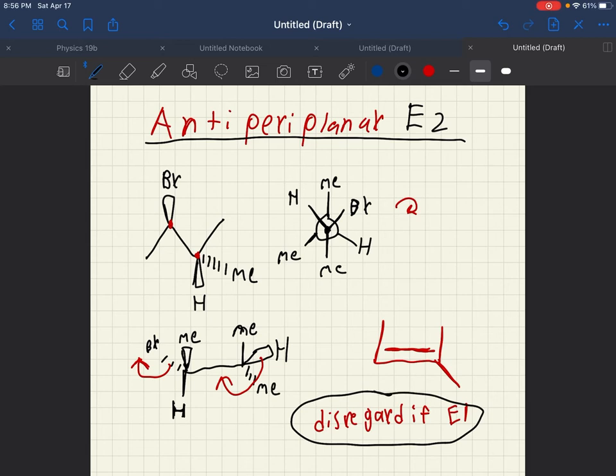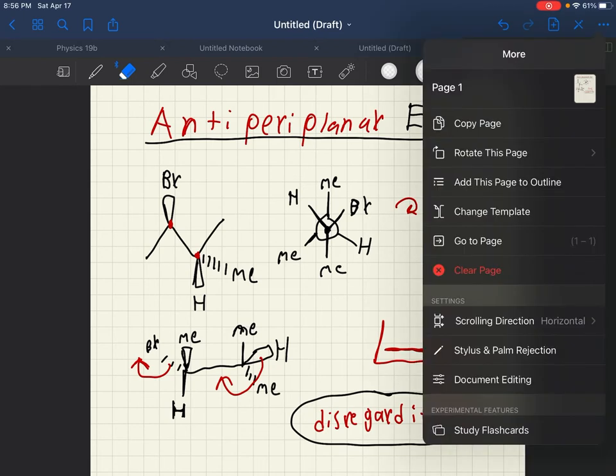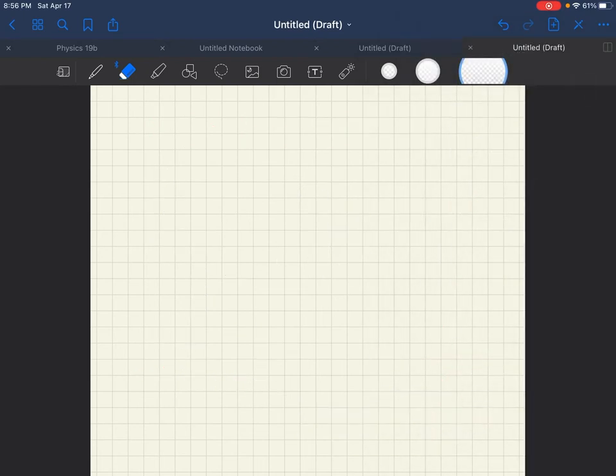So now then, let's run through some practice problems relating with E1, E2, SN2, stuff like that. So what I'm going to do is I'm going to clear the page for you guys, and I'm going to draw just some example problems, and we're going to work through them. Because practice makes perfect.